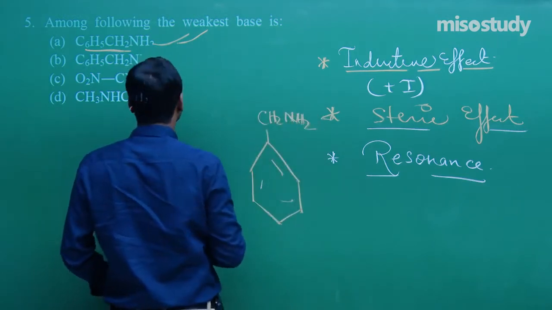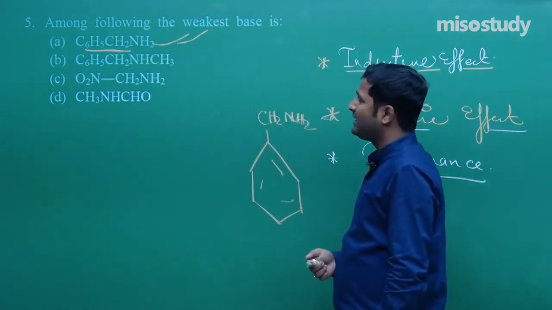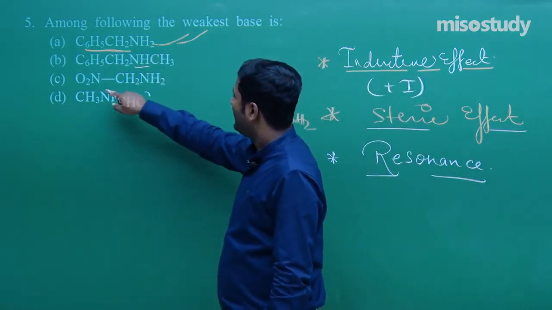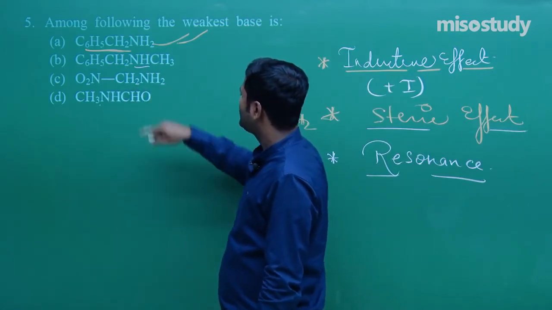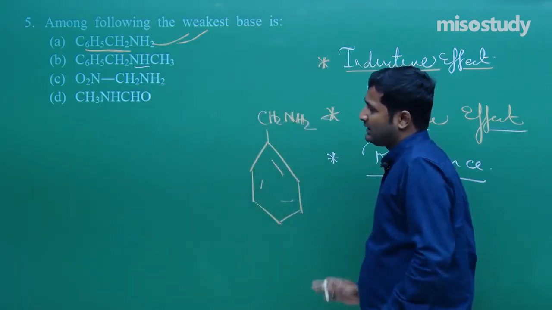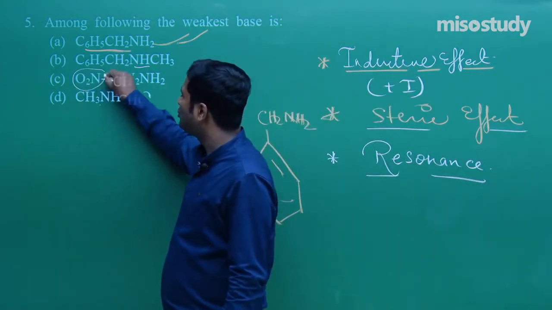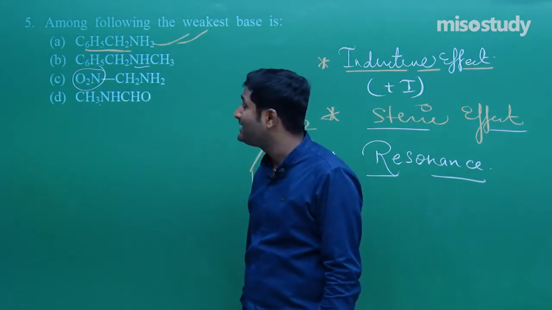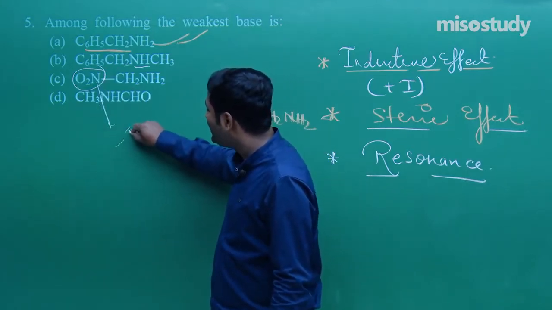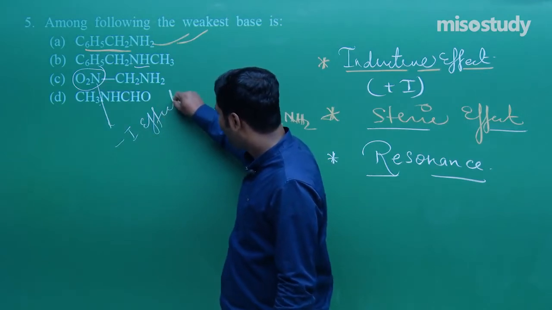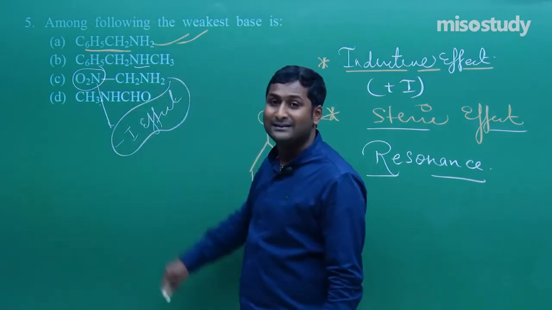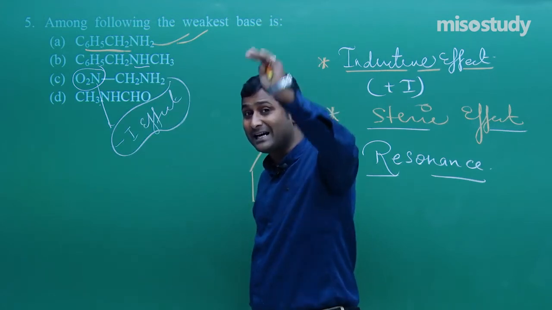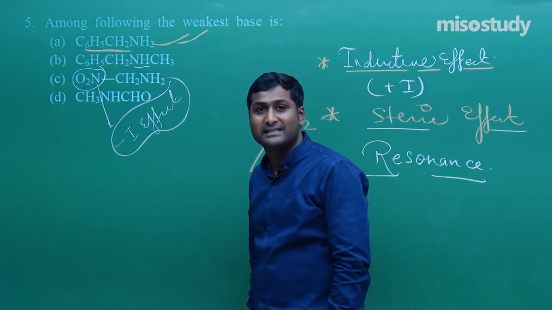This one is like this, CH2NH2. Clear? Second one is C6H5CH2NH, that is a 2 degree amine, and the third one is NO2 CH2NH2. Look at one thing. As we know, the NO2 group is an electron withdrawing group. That is, here the minus I effect dominates. If the minus I effect dominates, then it will increase the acidic character and decrease the basic character.